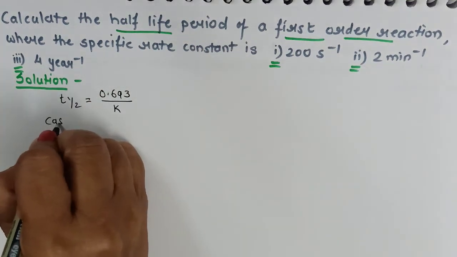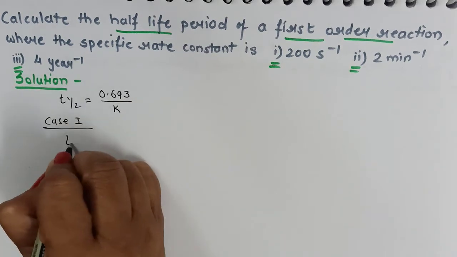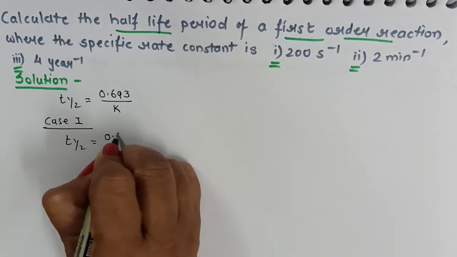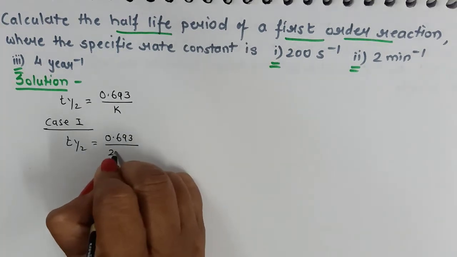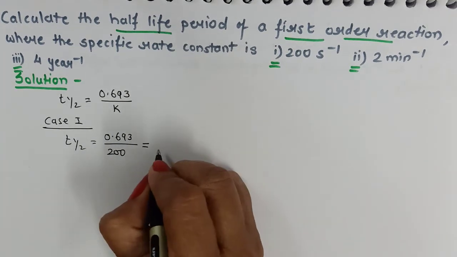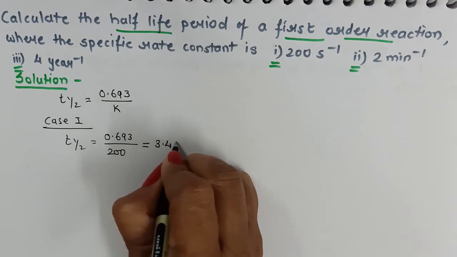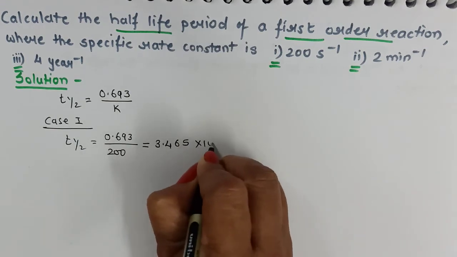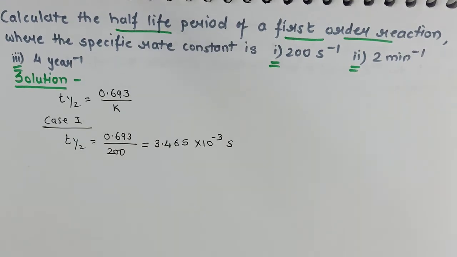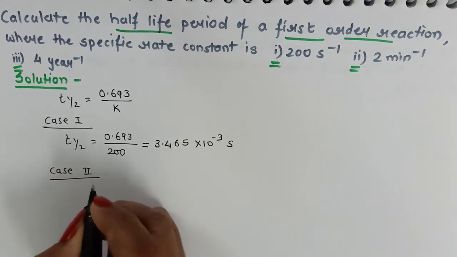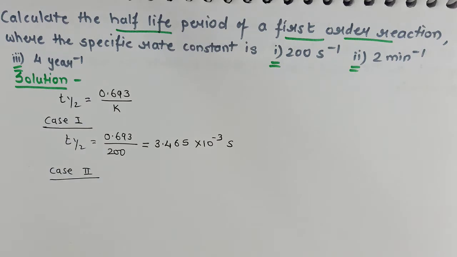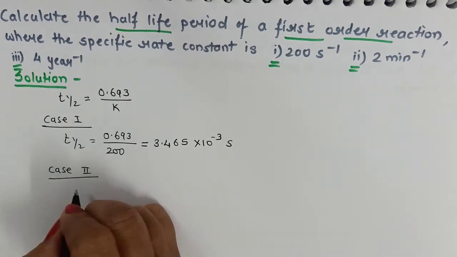So let us begin with case 1. In case 1, T half equals 0.693 upon the rate constant, which is given as 200 per second. On solving this, we get the value 3.465 into 10 to the power minus 3 seconds. Similarly, for the second case, the formula remains the same. Remember, write the formula. If you don't write the formula, you will lose half a mark in your board exam.